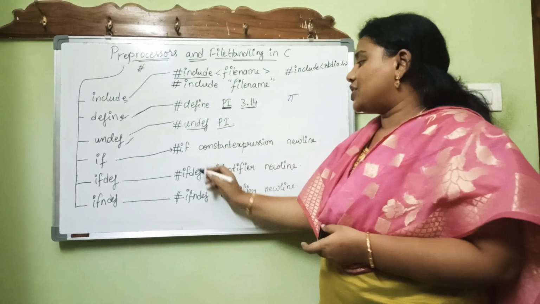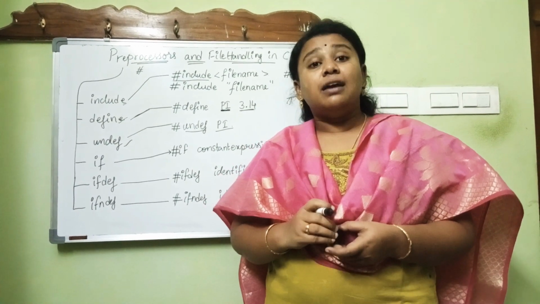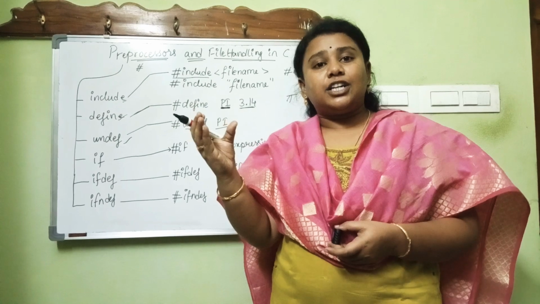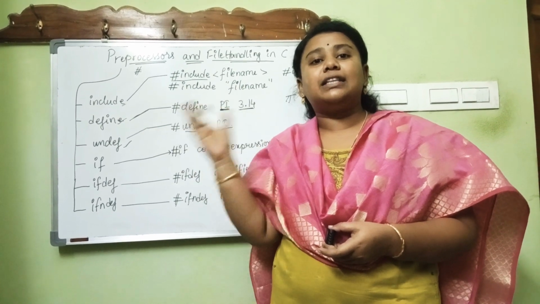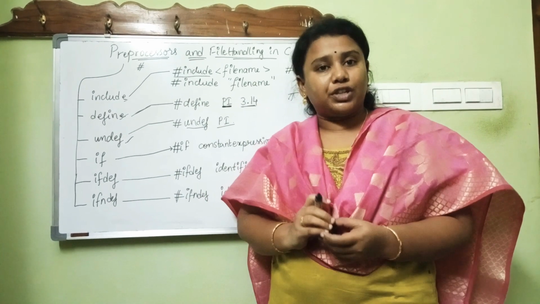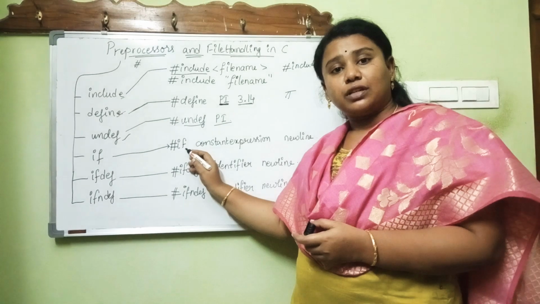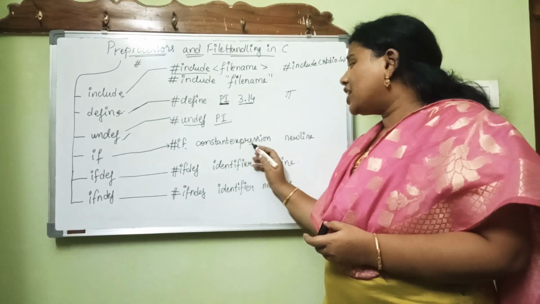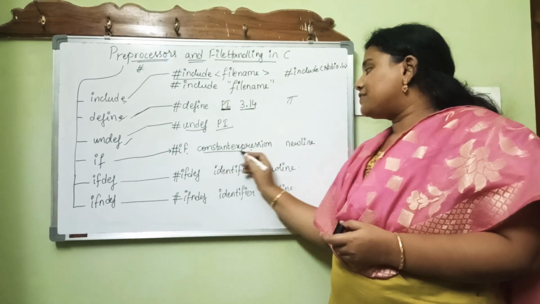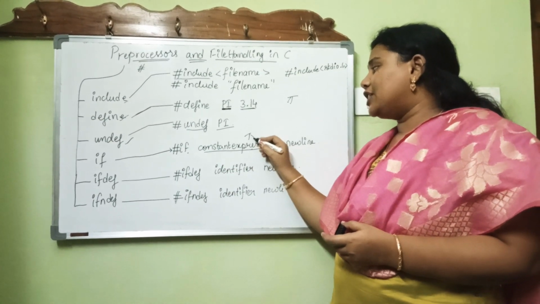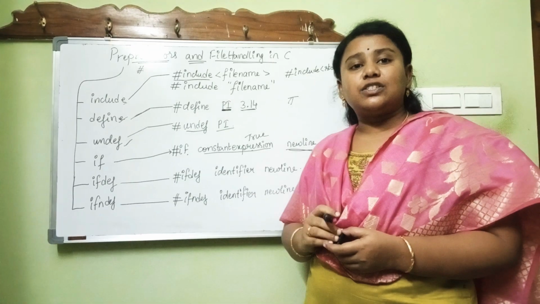What do hash if, hash ifdef and hash ifndef do? They do conditional compilation. That means they will evaluate a condition, and if that condition is true, then only is that particular line compiled. Otherwise, it is not compiled. Suppose I have written the hash if preprocessor directive, a constant expression, and a line. What does that mean? If this constant expression is evaluated as true, then only this line is compiled. Otherwise, that line is not compiled.